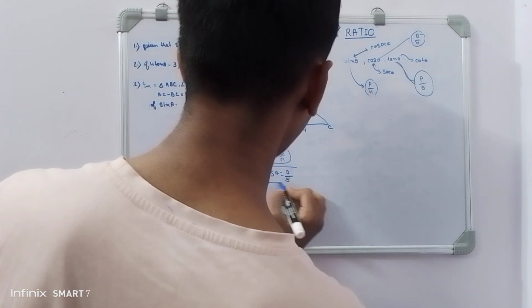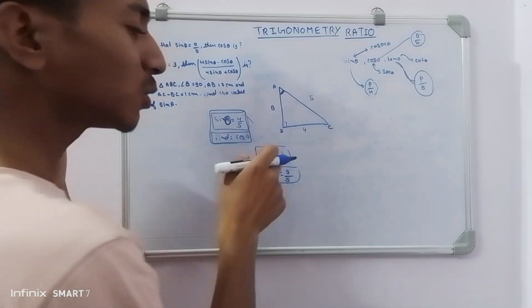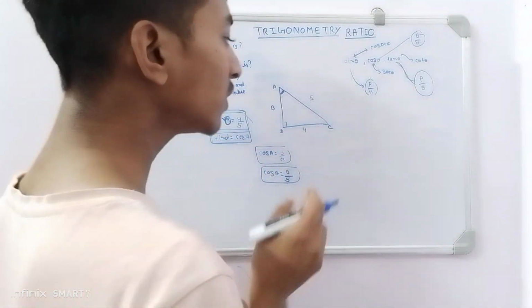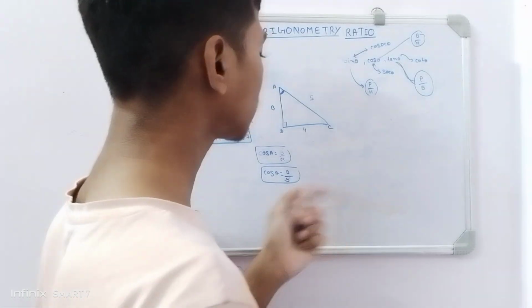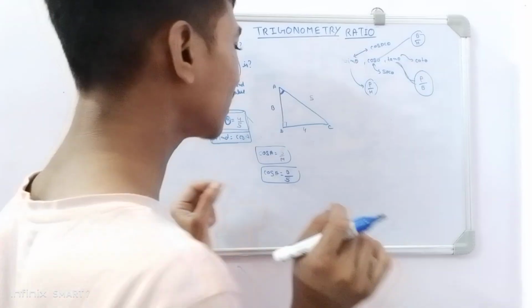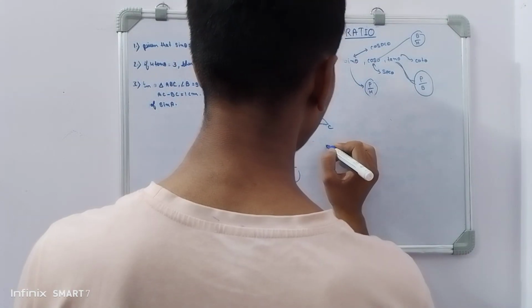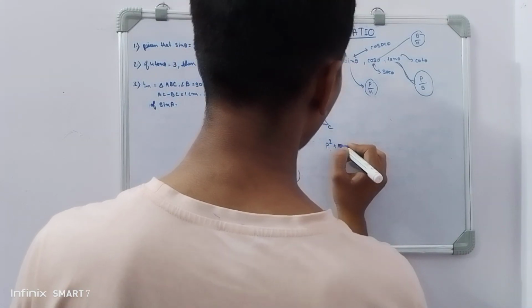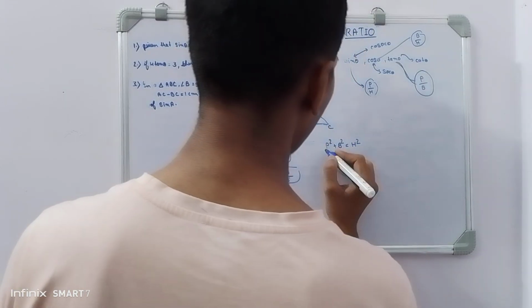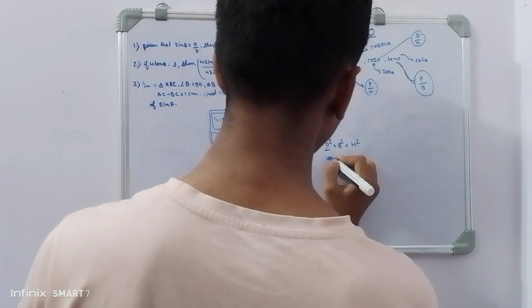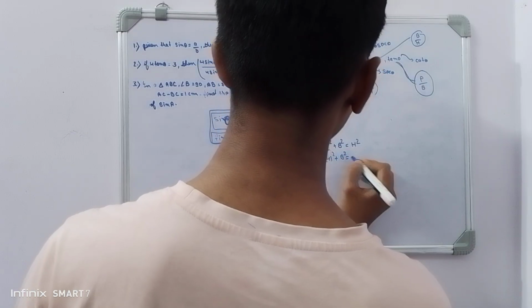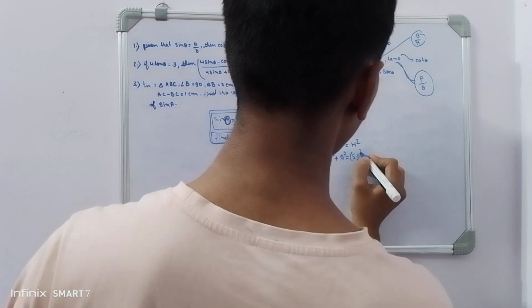But how will you find the base now? You just have to find the base, then you get your answer. For this you have to use the Pythagoras theorem, which you already studied in class 7th, 8th, 9th. So using the Pythagoras theorem, perpendicular square plus base square is equal to hypotenuse square. Perpendicular is 4, the square of 4, then base square we don't know, then hypotenuse we know, which is 5, and the square of this.